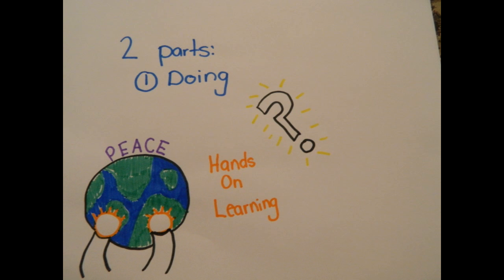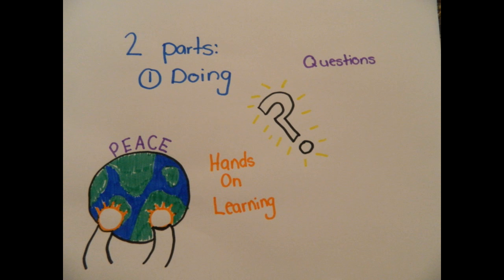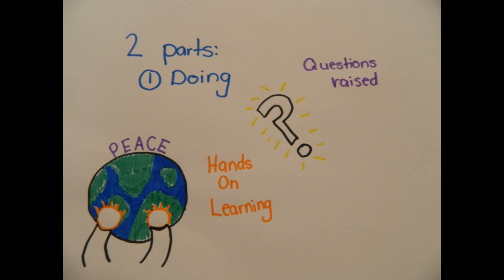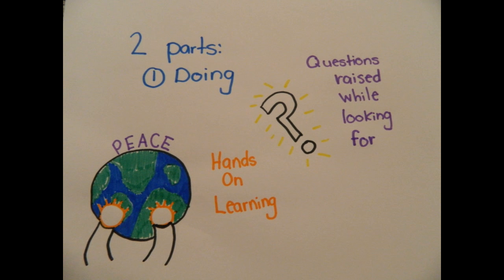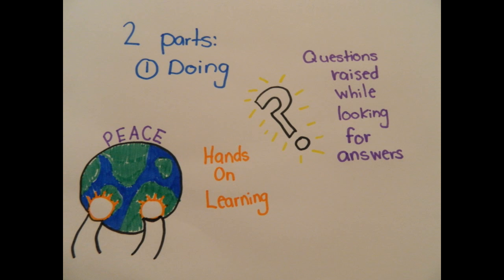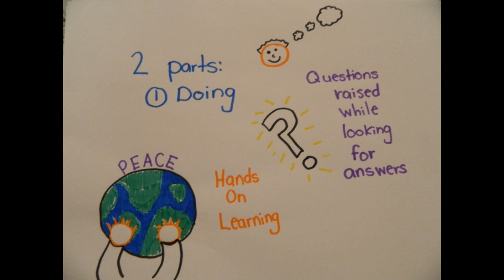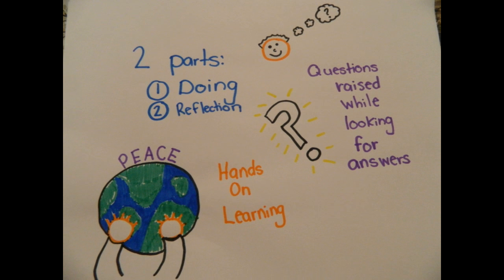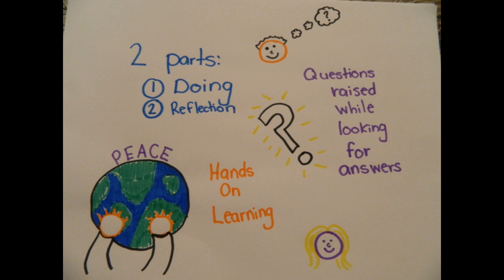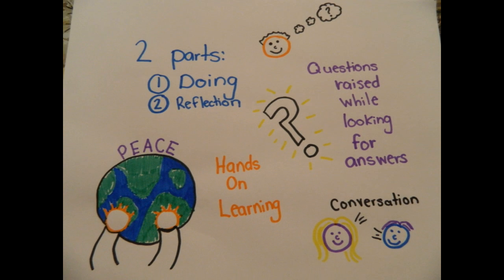The second main component of experiential learning, and a component that is essential to the success of this learning, is reflection. After each learning experience, reflection should take place in which thoughts can be organized, questions can be discussed or researched, and conversation can take place. The reflection process is integral to experiential learning, as it allows the deeper learning to take place.